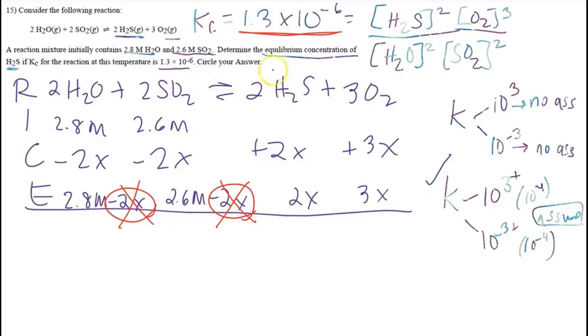They want us to figure out the equilibrium concentration of H2S. We already know what the equilibrium amount of H2S is. It's going to be 2x. So now our goal is to solve for x. Let's go ahead and do that.